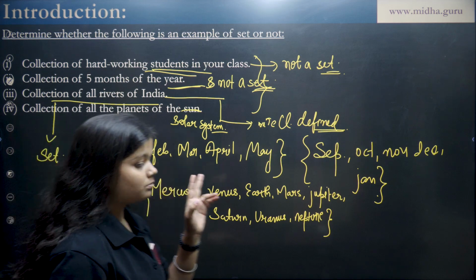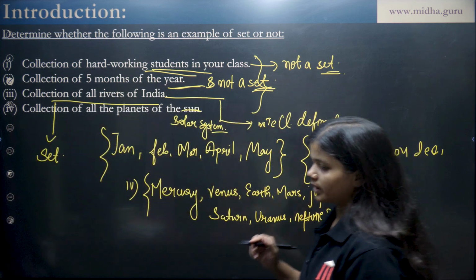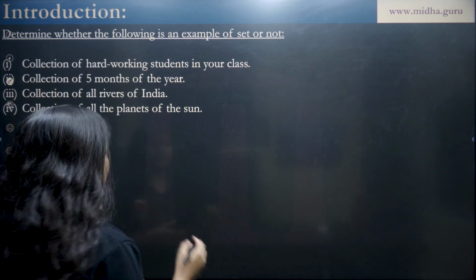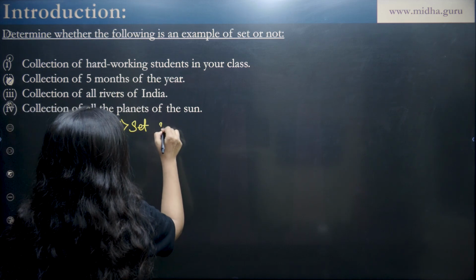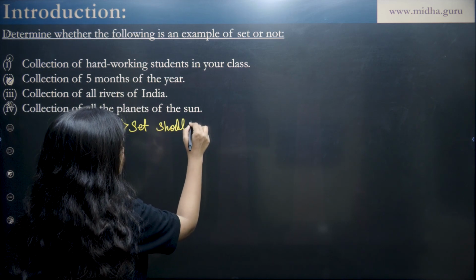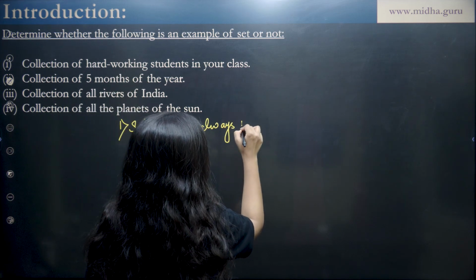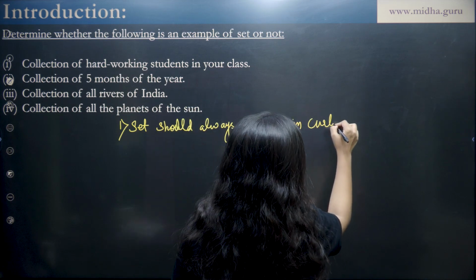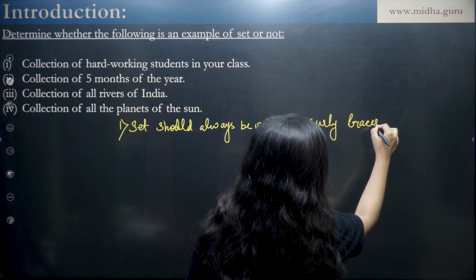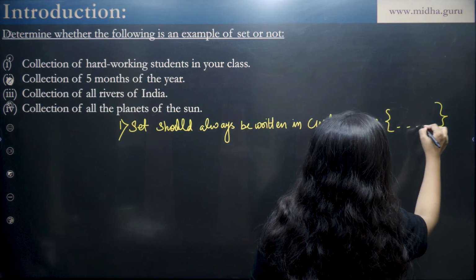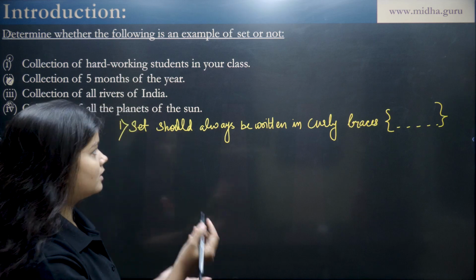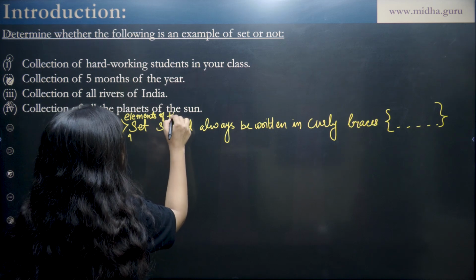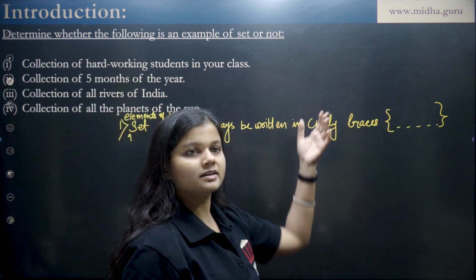Okay, clear? Now 2-3 points are important. First is that a set should always be written in curly braces, right? Like this. The elements of the set should always be written in curly braces, not the set itself, but the elements of the set. Elements of the set should always be written inside the curly braces.